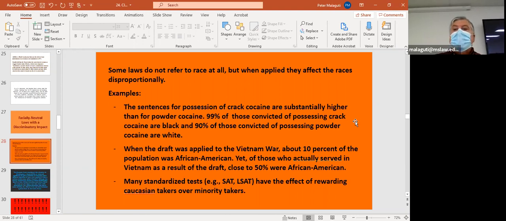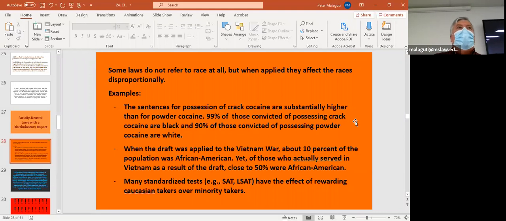Okay. So again, you look at the law itself, and there's nothing on the face of the law that said it's meant to discriminate against persons of color. But what's the effect of the law? It discriminates against persons of color, obviously. Okay. Same thing happened with the draft in Vietnam.